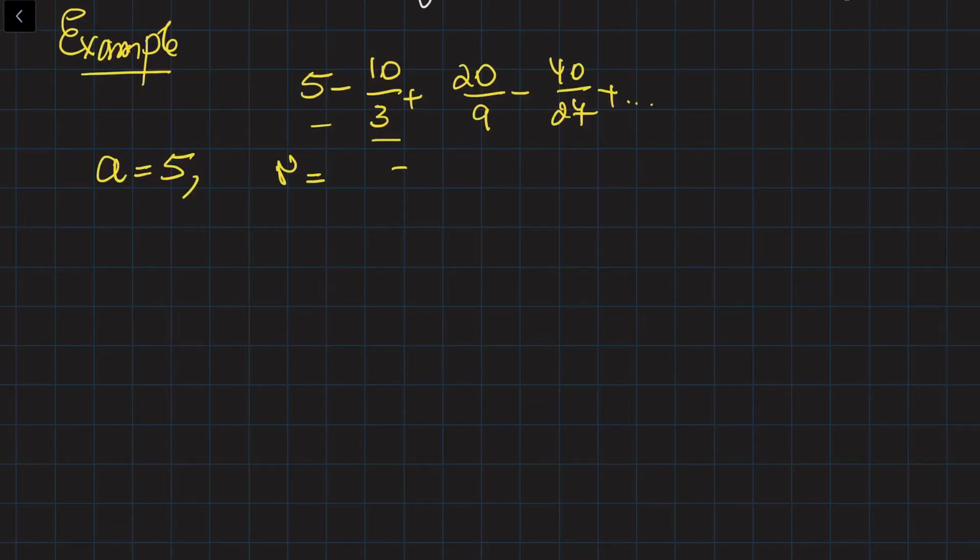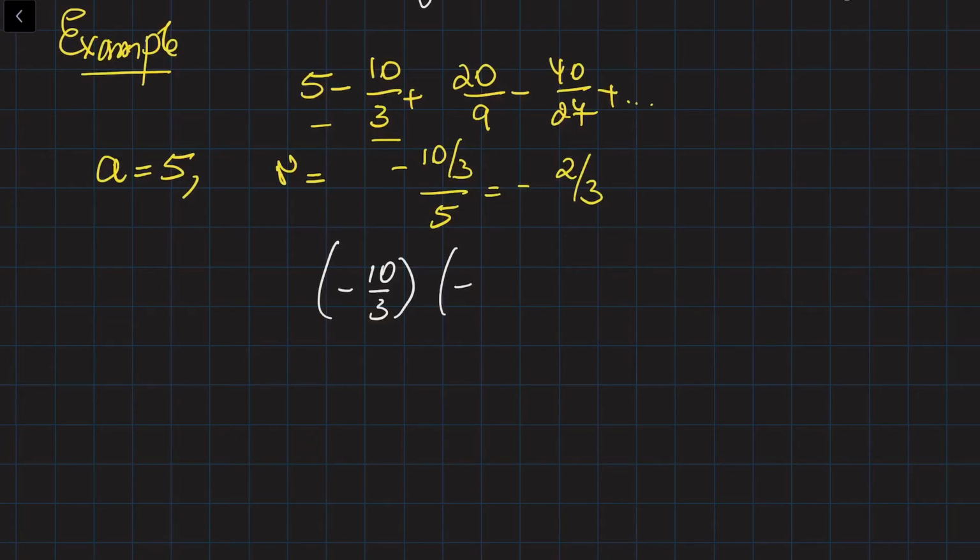For example, second one to the first one. It's going to be minus 10 over 3 divided by 5. It's going to be minus 2 over 3. So this is the common ratio. We can check whether this common ratio is correct by multiplying the second term, which is minus 10 over 3, by the common ratio, which is minus 2 over 3. We obtain 20 over 9, which is exactly equal to the third term.